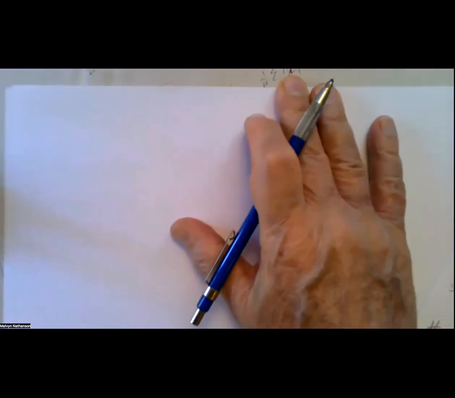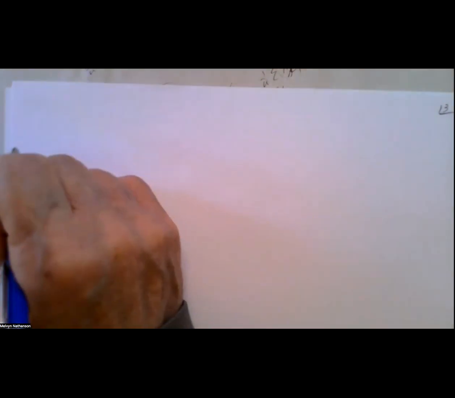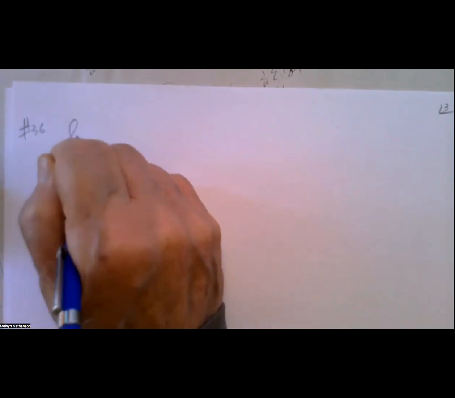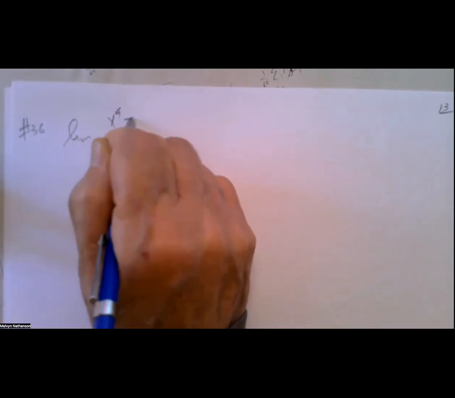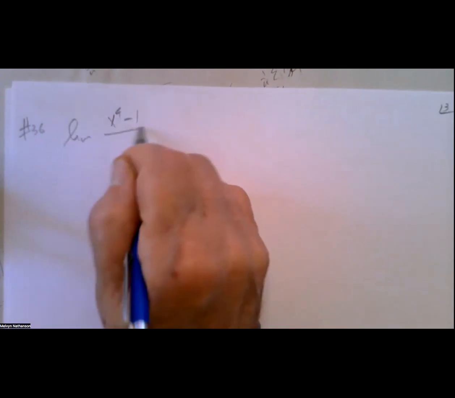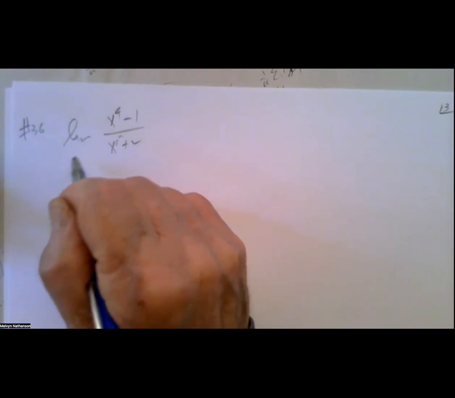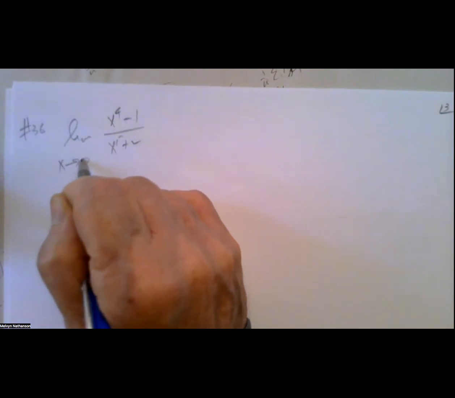Let's look at some more of these review problems, because these are things that you're going to have to see on the midterm and the final. This is number 36. So this is the limit of x to the fourth minus 1 over x to the fifth plus 2 as x goes to infinity.